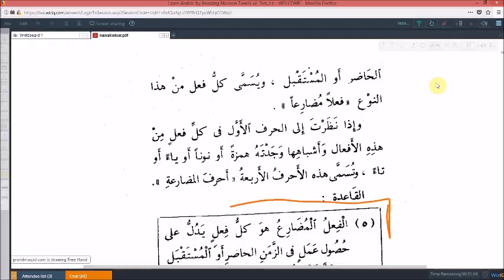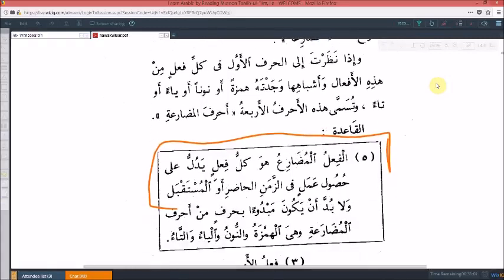القاعدة الخامسة. 5th rule. الفعل المضارع. This is the second type of verb. We have the الفعل الماضي. Now we have الفعل المضارع. هو كل فعل يدل على حصول عمل في زمن الحاضر أو المستقبل, ولا بد أن يكون مبدوءا بحرف من أحرف المضارعة, وهي الهمزة والنون والياء والتاء.